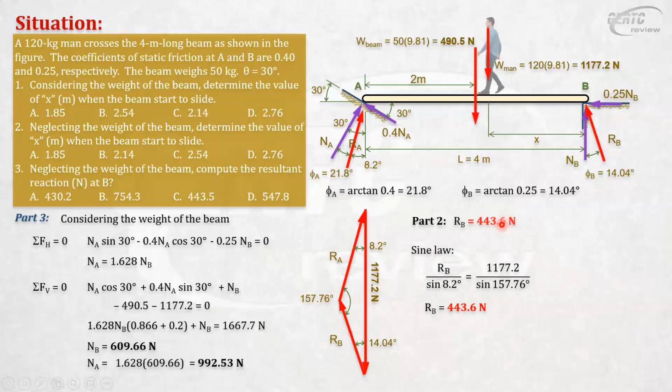Okay. So yeah, well, this is your option. If you like this, then you can use that. It's up to you kung saan ka komportable, which one is best for you. By the way, if you will include the weight of the beam, just add the 490.5 here. You will get the RA and RB with the weight of the beam. You just add. Anyway, the same naman yung direction nila. They are going down. You can combine them. Okay?